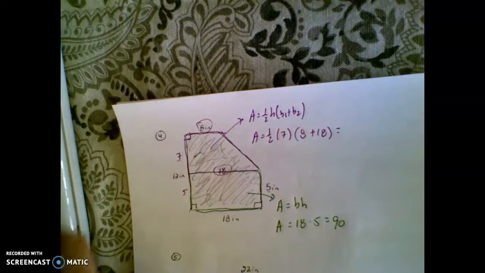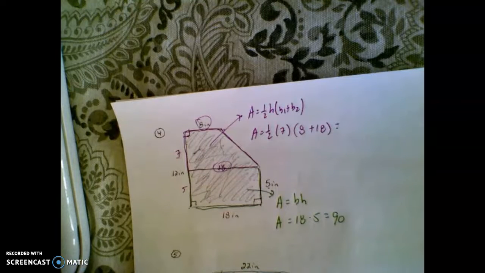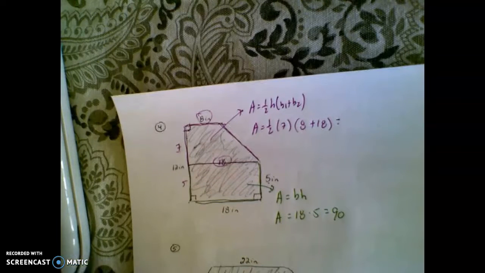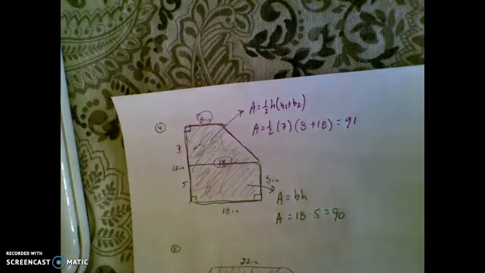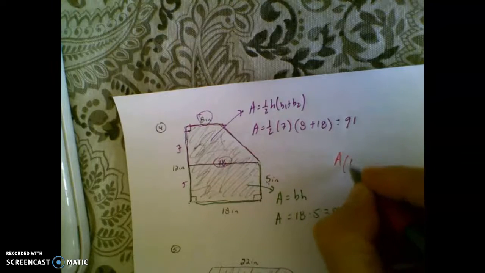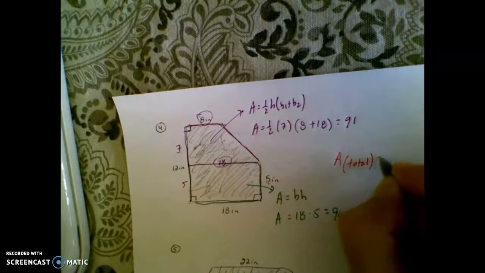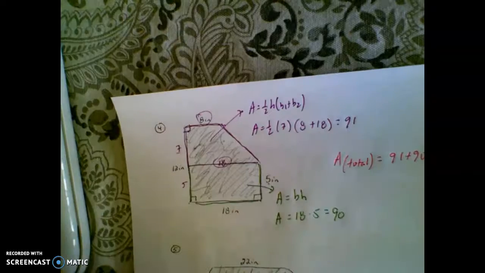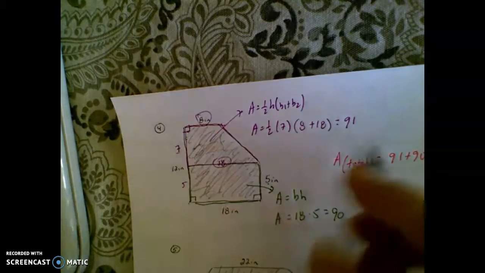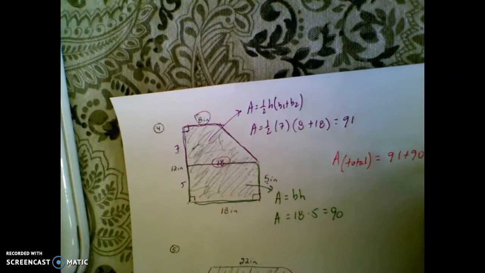So then I'm figuring all that out. 8 plus 18, 26. Half of that is 13 times 7, so that's 91. So again, my area total is equal to 91 plus 90. That is 181. And that's inches squared. So that's how you do that one.